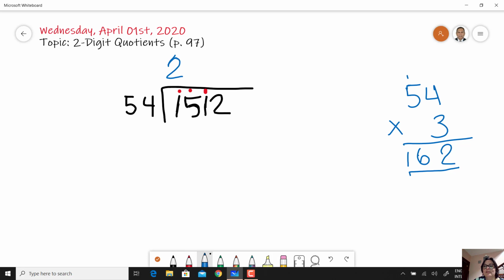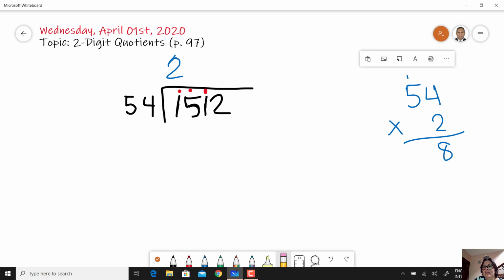Okay, so let's try with number 2. And let's multiply. 2 times 4, 8, excellent. And 2 times 5, 10, excellent. So what we have to write in here is 108.